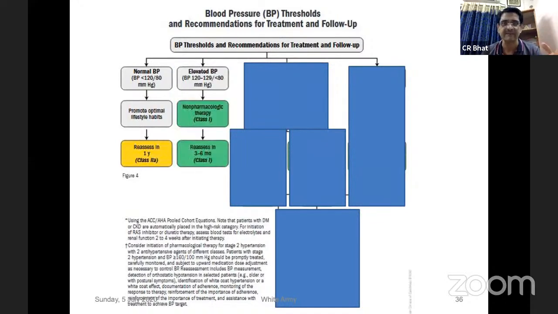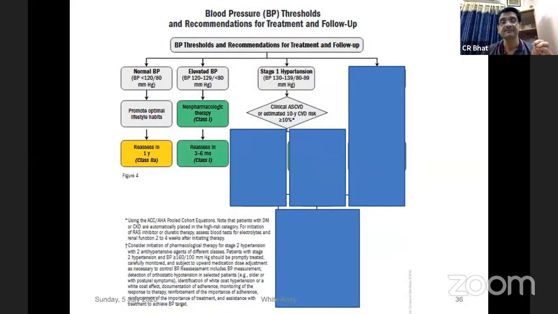This says every year. If the elevated blood pressure is between 120 to 130, non-pharmacological therapy has to be started. Okay, there is a class 1 indication, and reassess. So the person who has a systolic blood pressure of 120 to 139, we need to reassess every 3 to 6 months. That is important.